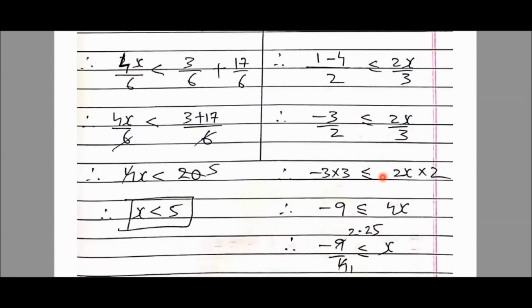Okay, so I'll stop here. See here, I'll reach the step minus 9 is less than or equal to 4x. I just want to get the value of x, so I'll send 4 down. So minus 9 upon 4 is less than or equal to x.